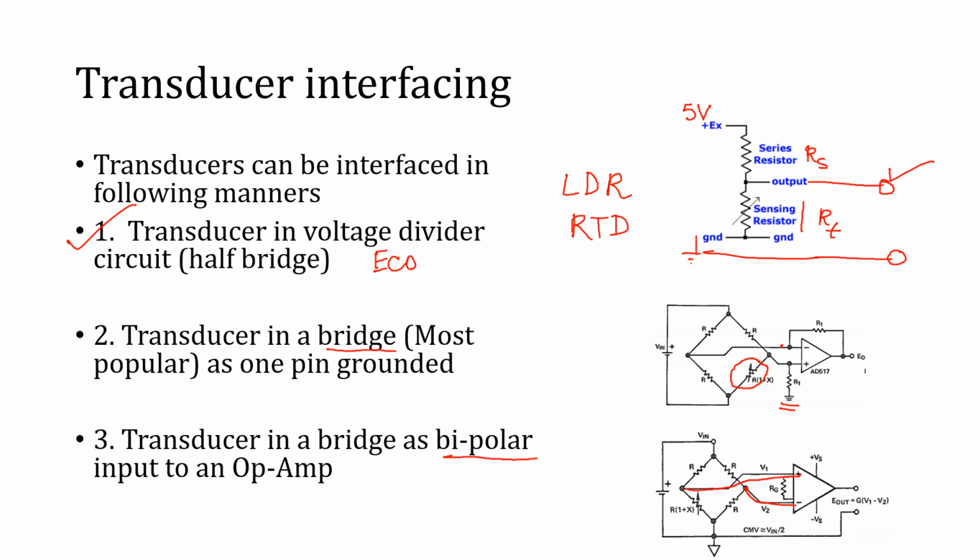Here one pin of the bridge, that is why I am saying output. These two pins are output pins, so none of the pins is grounded, only the excitation junction is grounded. Okay, so we will see the advantages of the three different configurations in the coming slides.